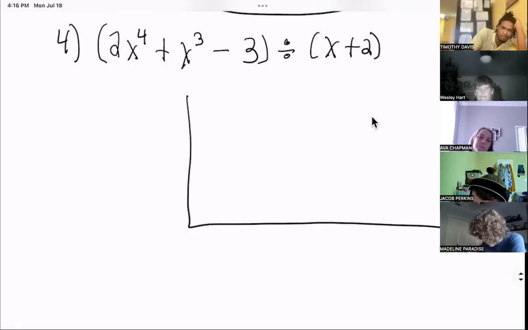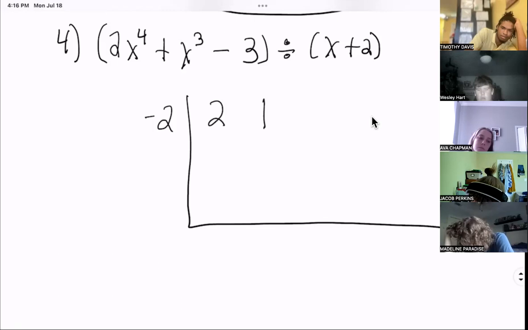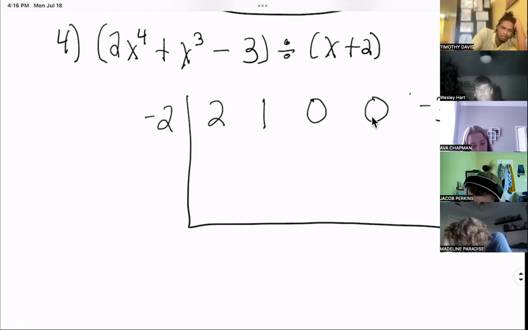So up there, I have x plus 2, which means I change the sign of the 2 to a negative 2. I'm dividing by negative 2. My coefficients: x to the fourth is 2, x to the third is 1, x squared is 0, and x is also 0. I don't have either of them. And I have a negative 3, and that would be my remainder.